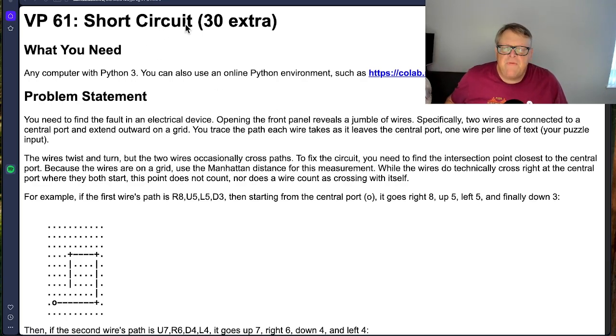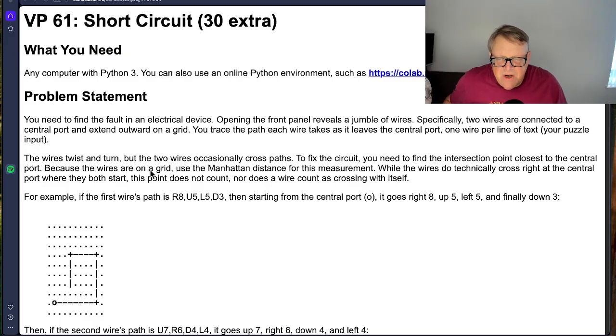This one, you're going to find the short circuit. So you're going to have wires going through a rectangular grid, and the two wires occasionally cross paths. So we need to find the intersection point closest to the central point. That's what we're trying to find.